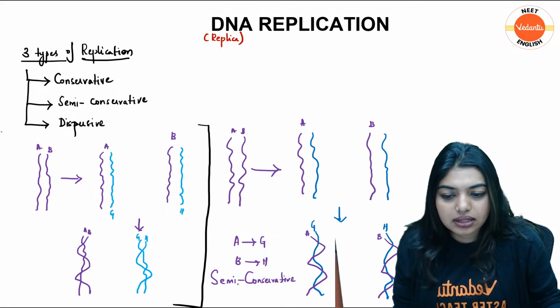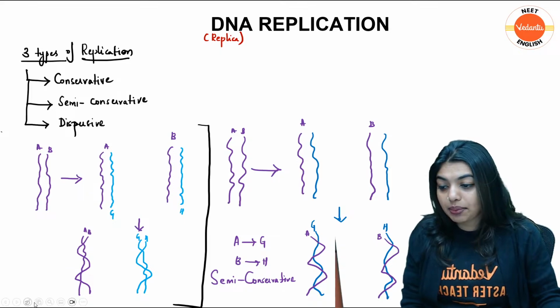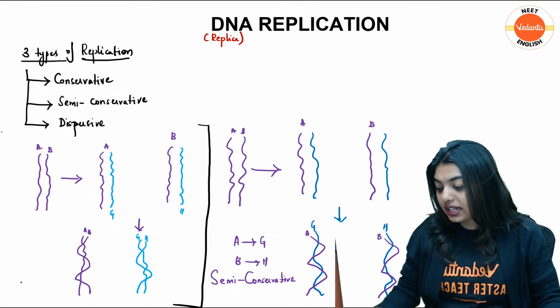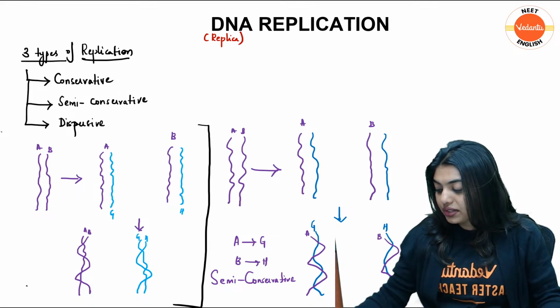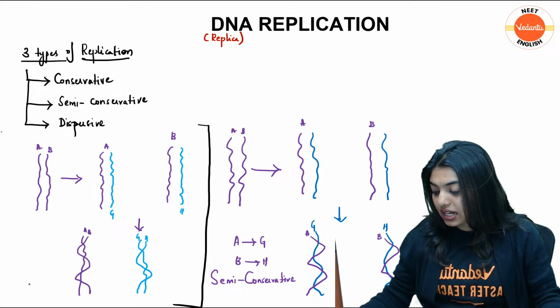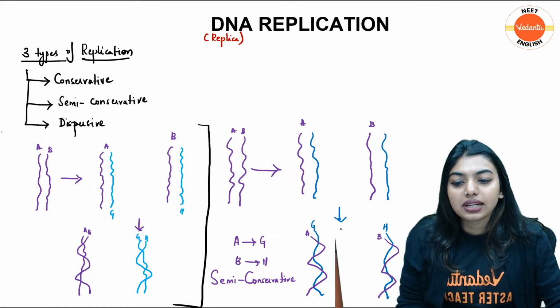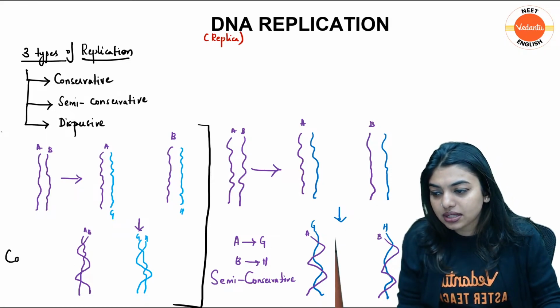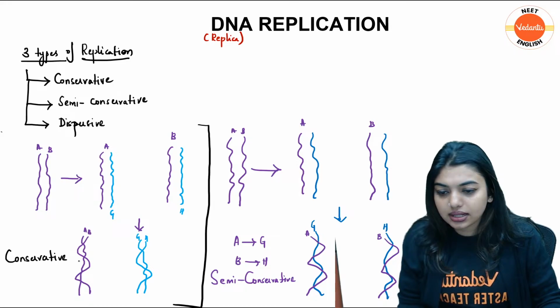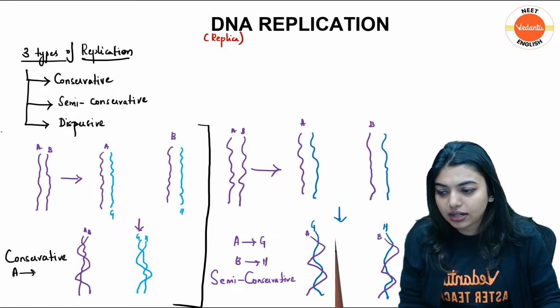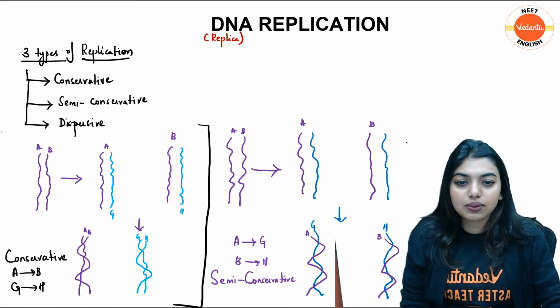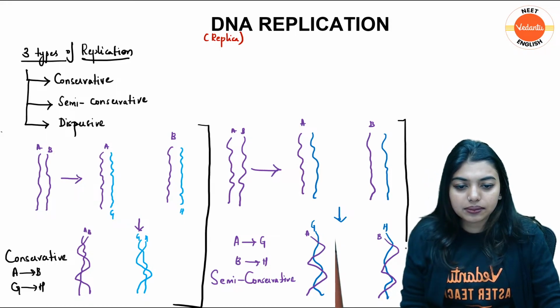Semi-conservative method. This is how our DNA may replicate, but we do not know. We are still finding out, with the help of an experiment, if this is how our DNA is actually going to replicate. Now this is semi-conservative. This becomes conservative, that means A to B, and G to H. Now next one, students.